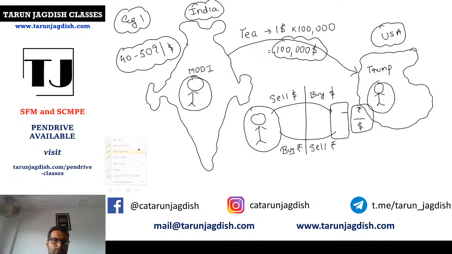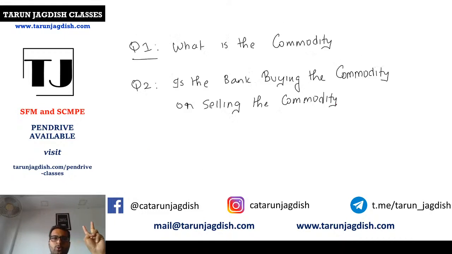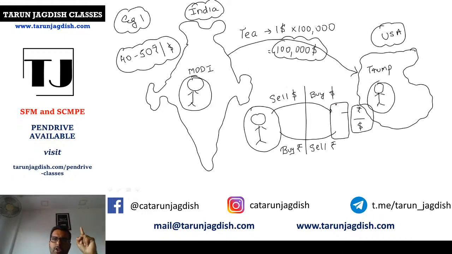Now friends, my question to you is, I told you to ask 2 questions. What is the first question? What is the commodity? Tell me friends, what is the commodity over here? Dollar. Second question, is the bank buying the commodity or selling the commodity? Bank is buying the commodity. In that case, bank buy commodity. What rate will be applicable over here? Bid rate.